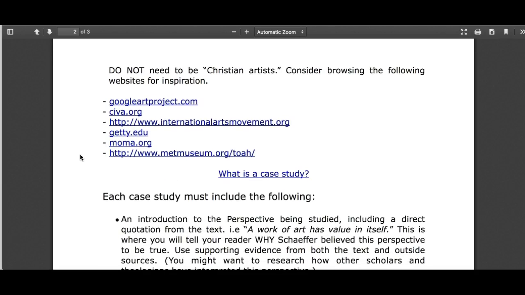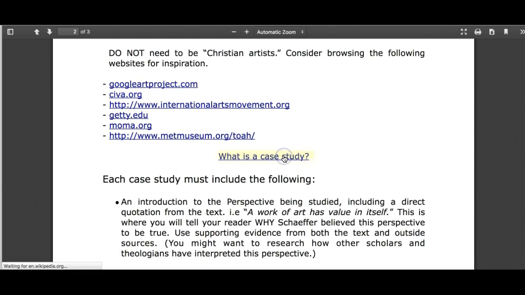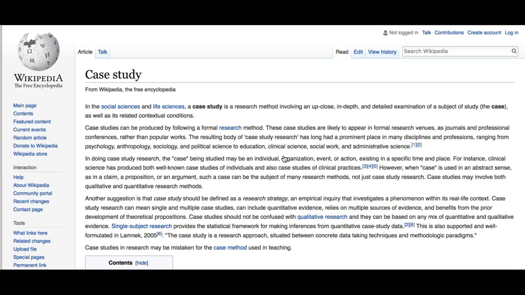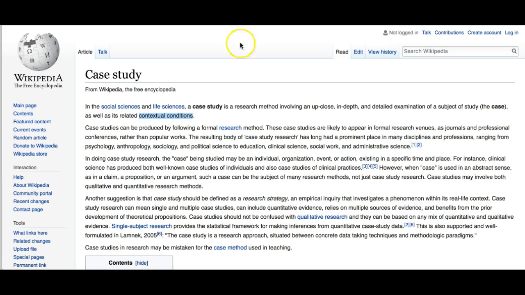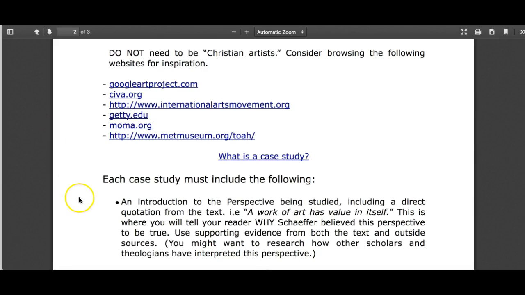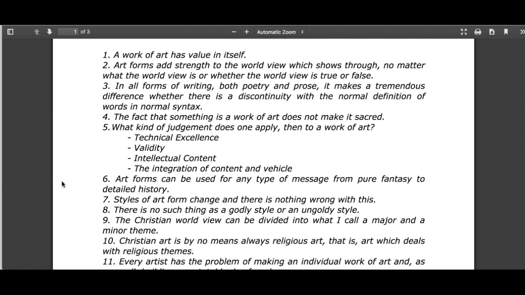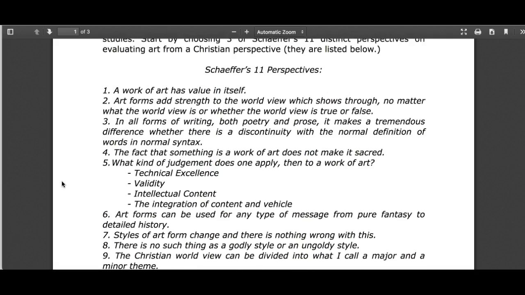And if you are wondering what a case study is, I've actually broken my own rules about Wikipedia, and I've given you the Wikipedia link to a case study. So this is basically a research method involving an up-close, in-depth, and detailed examination of a subject of study, as well as related contextual conditions. So the contextual conditions you are going to be applying to the 3 perspectives you choose is a work of art.